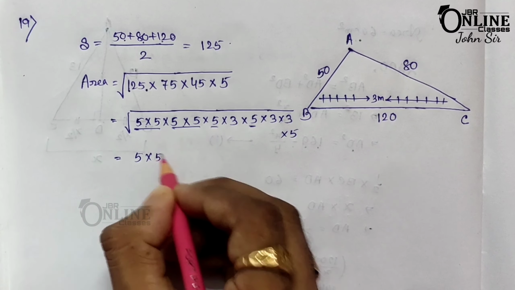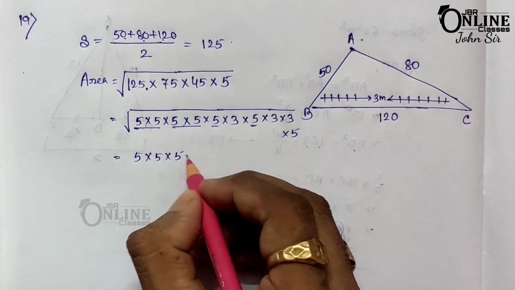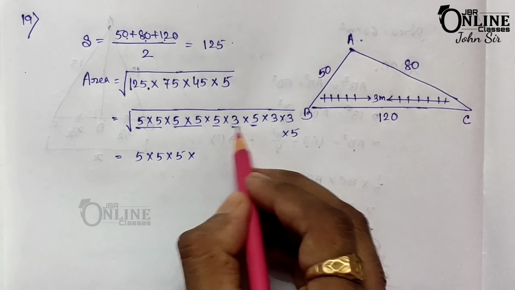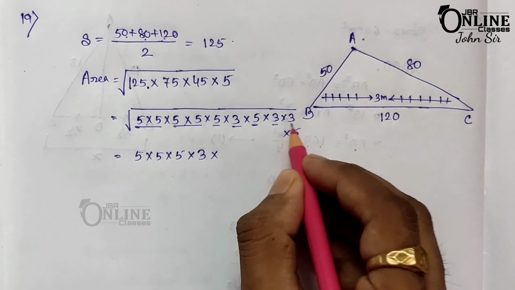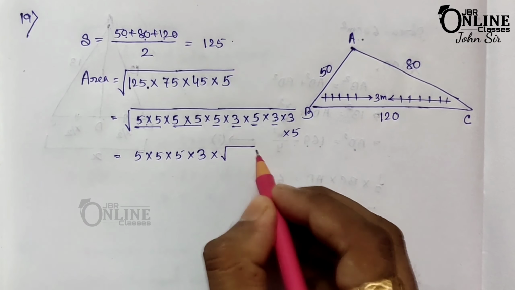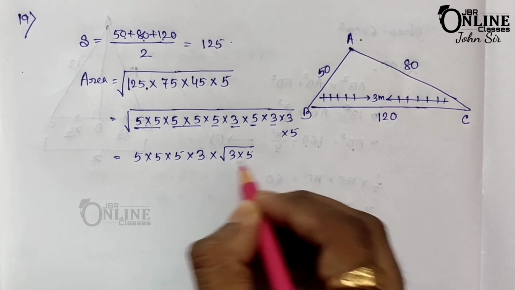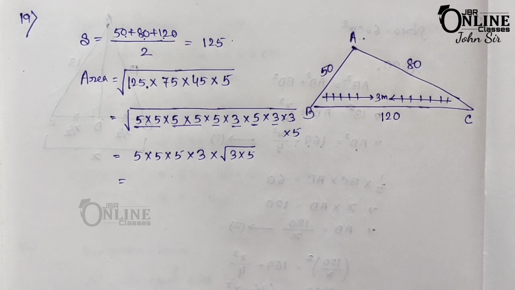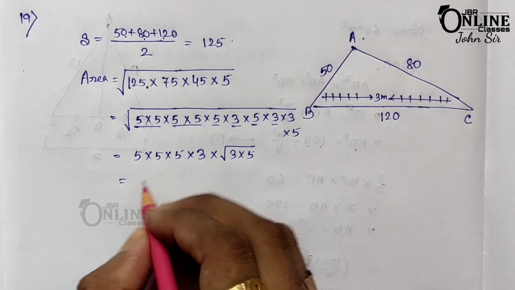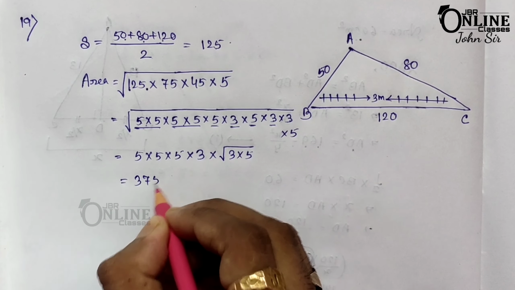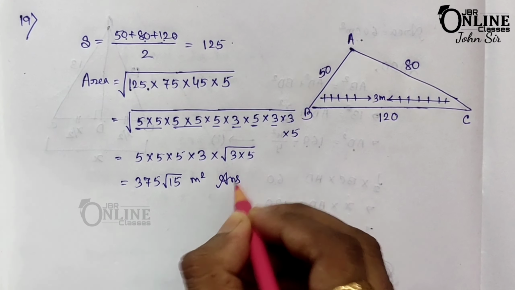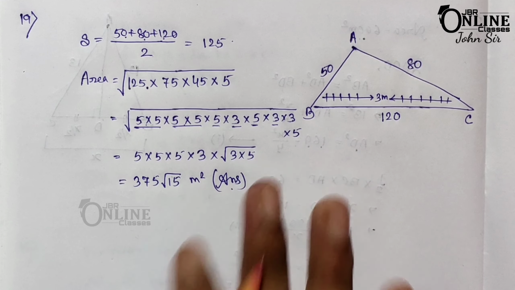So write down 5 into 5 into 5 outside the root, and here 3 into 3, so another pair. So write down 3, but here 3 and 5 have no pair, so it will be 3 into 5 under the root. So now it will be 5 into 5, again 125, and then 3, that means 375 root over 15 meter square. So this is your answer, and this is the first answer.